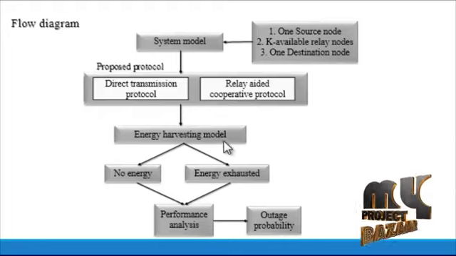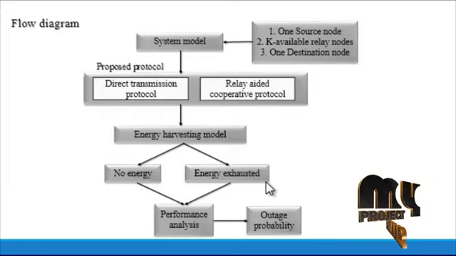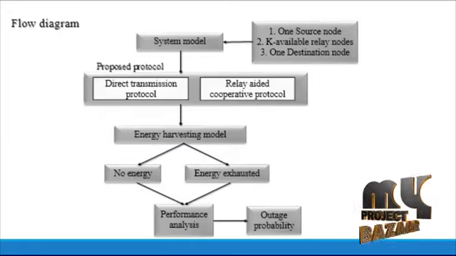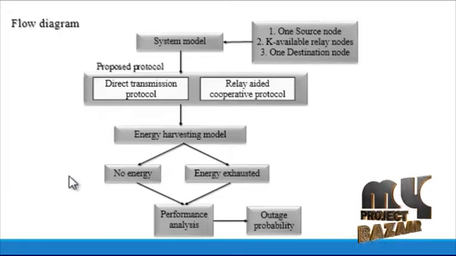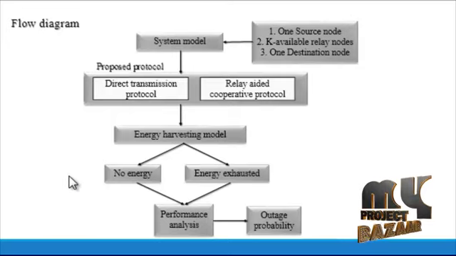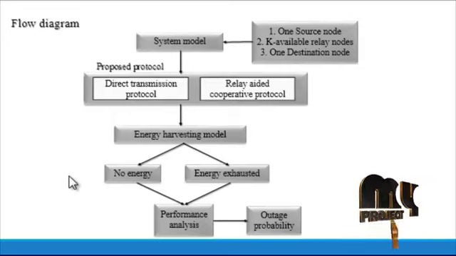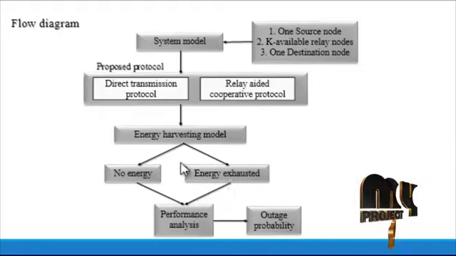Next, this is the energy harvesting model. The energy harvesting model has two cases: no energy storage and energy exhausted. In the no energy storage case, first consider the simple case where there is no energy storage device in relay Rk, which means Rk can only utilize the energy harvested during the current block for current signal transmission. If the harvested energy Ei is less than PR, the relay will be out of energy. That means the energy is exhausted. Rk being out of energy is called the energy exhausted probability.